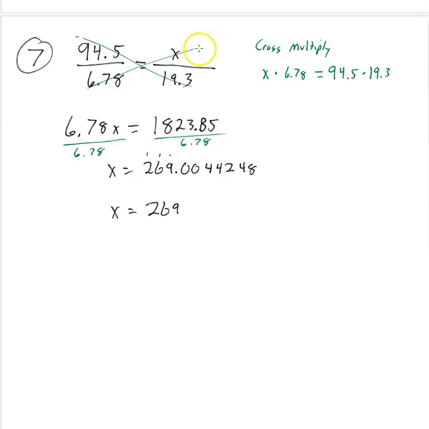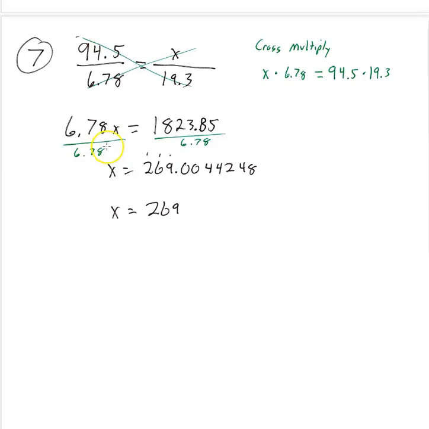It's equivalent fractions or ratios. So we cross multiply. I like to draw my little x's in here because I'm a visual learner. And notice we did x times 6.78 equals, and then the other way, 94.5 times 19.3. So I get 6.78x equals, and then when I multiplied these, I got 1823.85. When you're starting to get bigger numbers, take your time writing them down. Look what I did. I started writing the wrong one, and I caught myself.